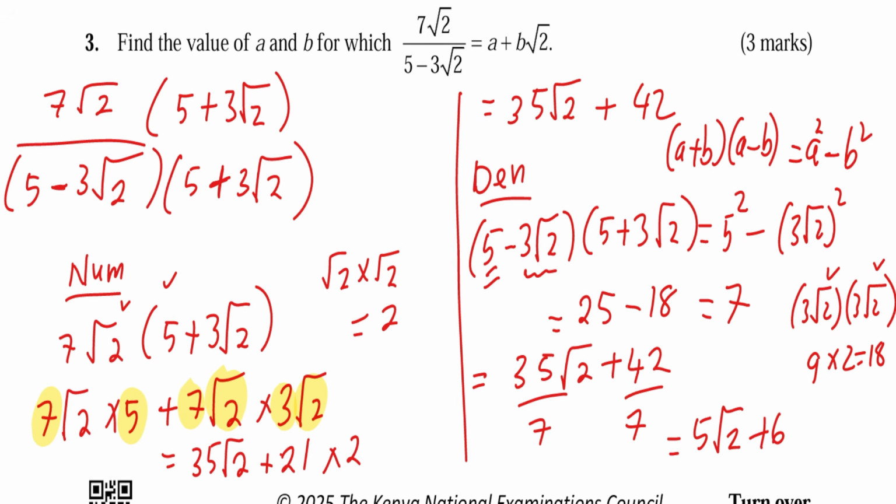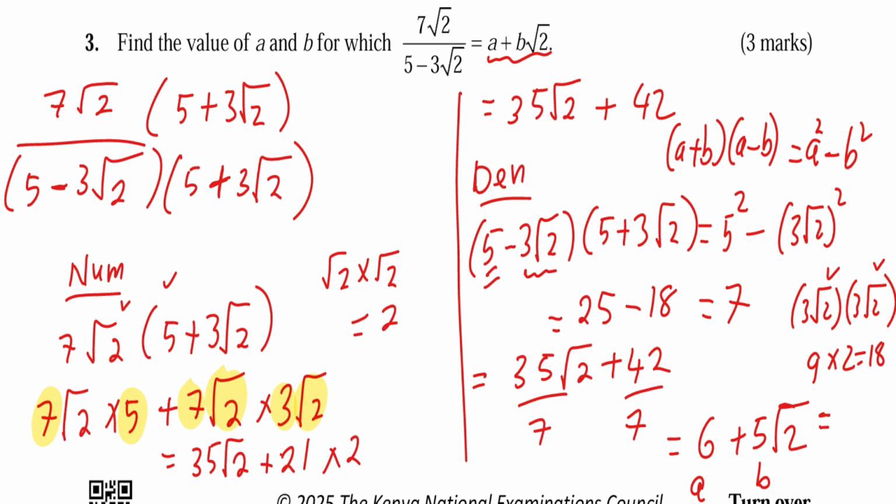So here we were told to write it in this form first, and if you write it in that form, you start with the constant number. So it's supposed to be 6 plus 5 root 2. I didn't change any signs. It's just the same. So therefore, the value of a is this one, and the value of b is this one.